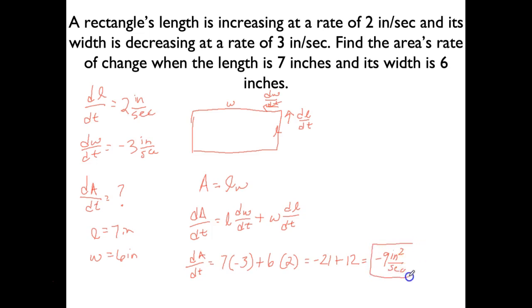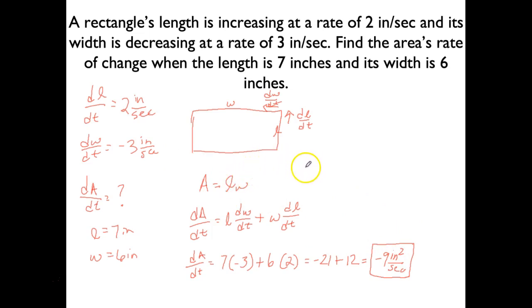So the area is decreasing at 9 inches squared per second at the point at which the length is changing. The length is 7 and the width is 6. Okay, now if I would have asked about a different length and width, then it might be different. This number might be a different answer, okay? So there's your answer for that one.